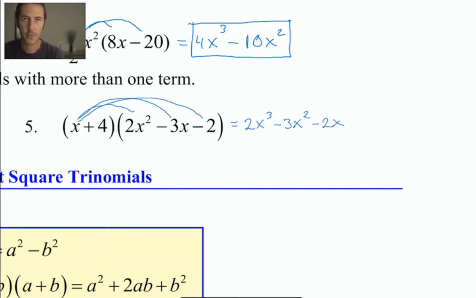So we took the x and we distributed it to all of the terms in the next set of parentheses. Now we're going to take the positive 4 and multiply it to all of the terms in that next set of parentheses. So 4 times 2x squared makes a total of 8 x squareds. The 4 times negative 3x, 4 times negative 3 is negative 12, and there's that multiple of x. Bring that along. And the positive 4 times a negative 2, positive times negative is negative, 4 times 2 is 8. And there are the 6 terms that I promised.